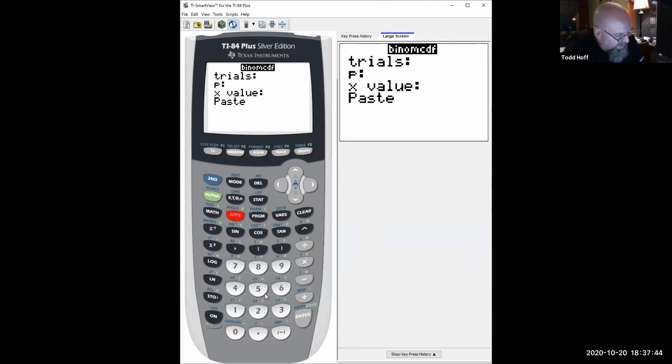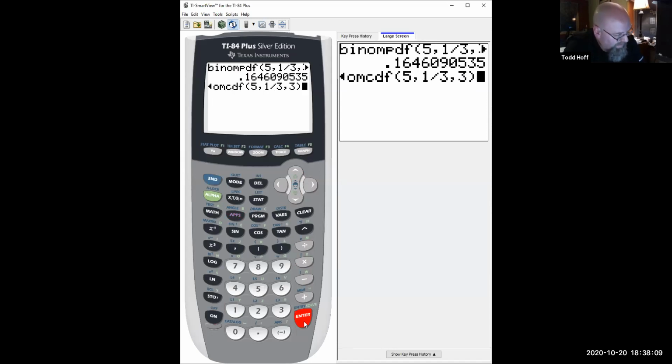So our number of trials is 5 still. P, or probability of success, is 1/3, so 1 divided by 3. And we wanted 3 or less successes, so we put in 3 there because it's CDF, cumulative distribution function. When we put in 3 there, we're saying we want the probability of being less than or equal to 3. We get 0.9547 is that probability.